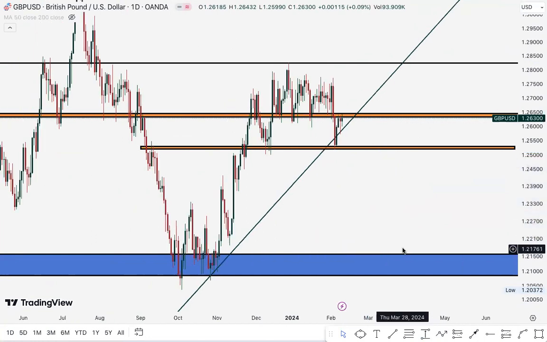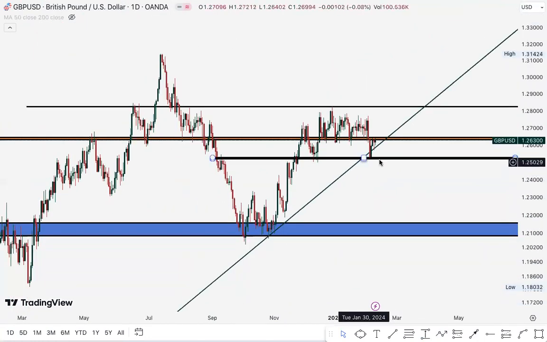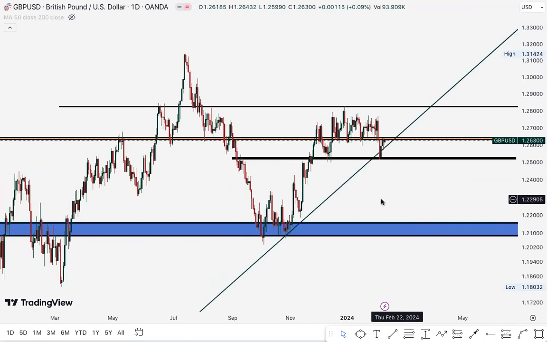So, like I said, the bone of contention here is this trend line and this minor support level. Once you clear these two barriers, these two stubborn boys, we have a clear fall to 1.22000. And yeah, that's that for the pound sterling.